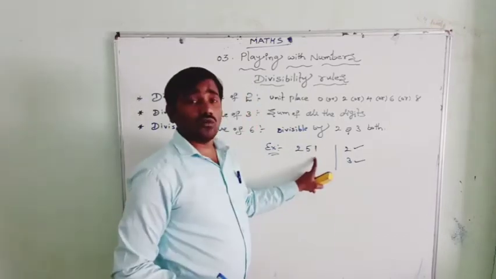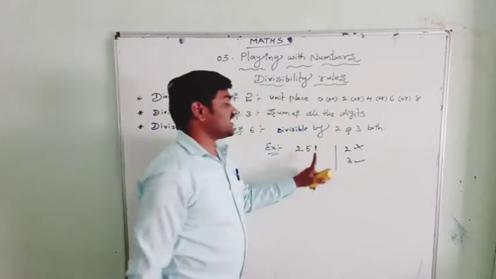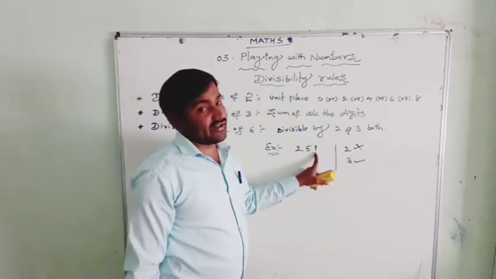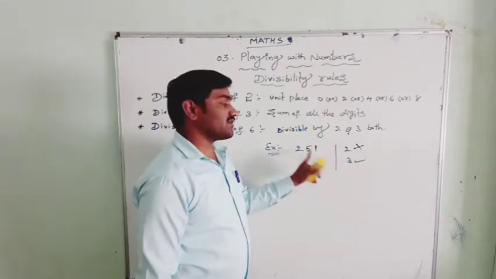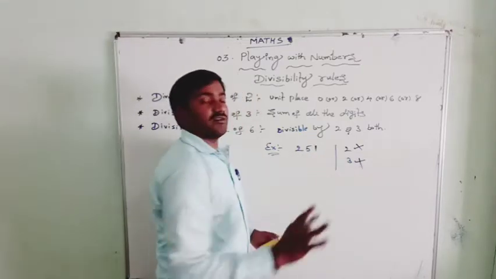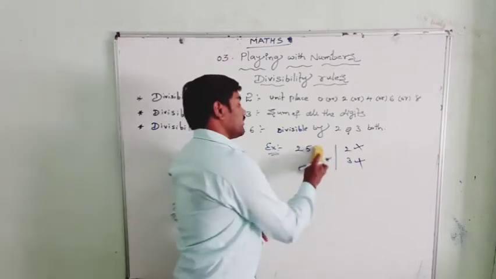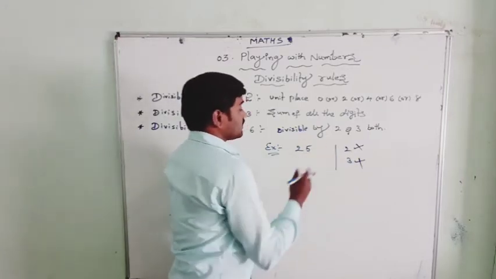251. Is it divisible by 2? No, it is not divisible by 2 because the unit place digit is not an even number. Is this number divisible by 3? It is also not divisible by 3. So this number is not divisible by 6.